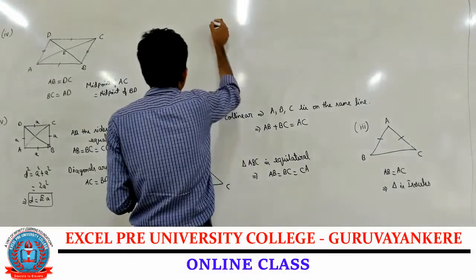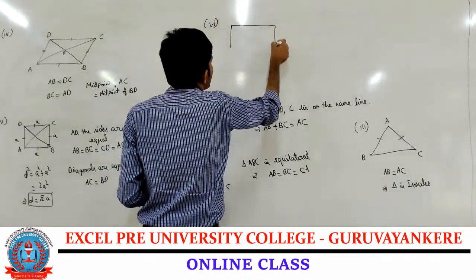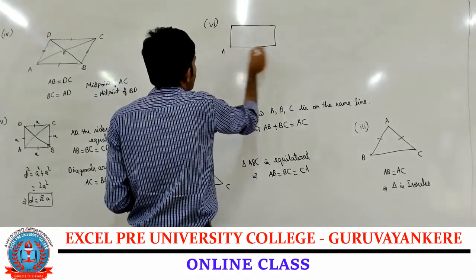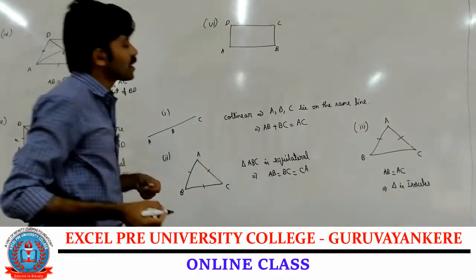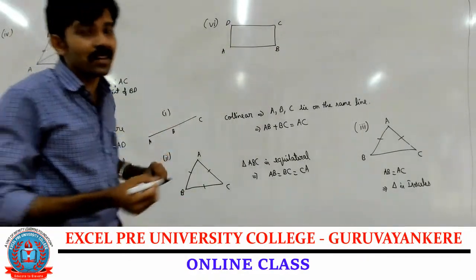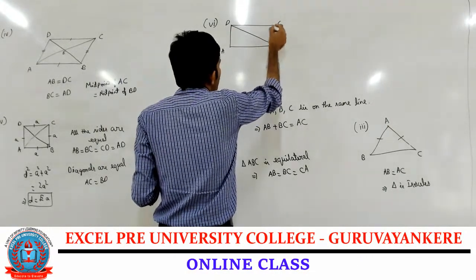Next we can discuss the rectangle. ABCD is a rectangle. Opposite sides are equal and parallel in a rectangle.